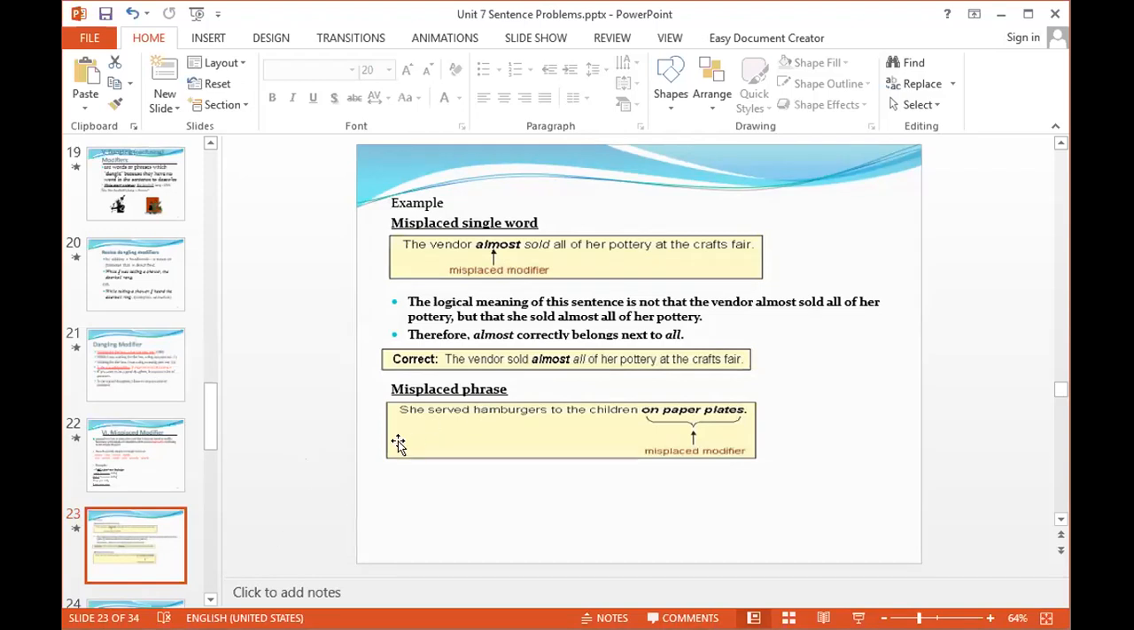Like one more example. She served hamburger to the children on paper plate.